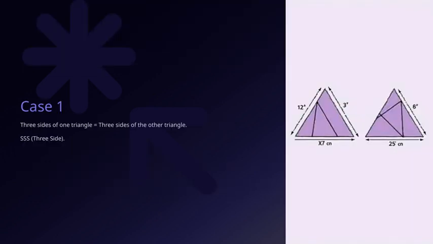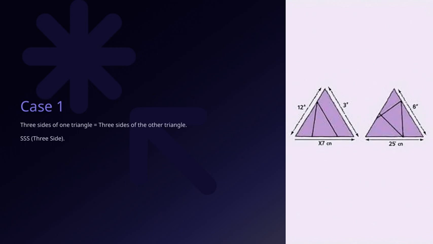Let's take a look at case 1, where we have two triangles. The key point here is that if 3 sides of one triangle are exactly equal to 3 sides of another triangle, then these two triangles are congruent. This is known as the SSS, or side-side-side, criterion. It means that when all 3 corresponding sides are equal, the triangles are identical in shape and size. This concept is fundamental because it helps us determine congruence just by comparing side lengths, without needing to look at angles.